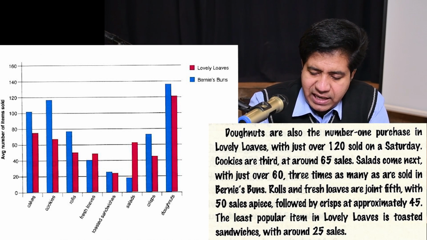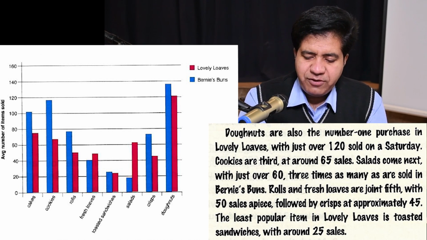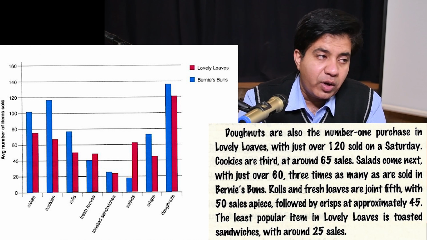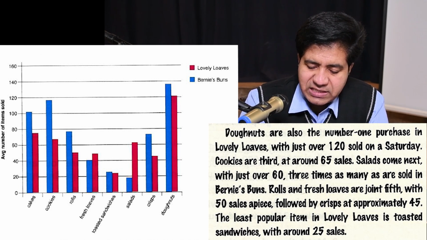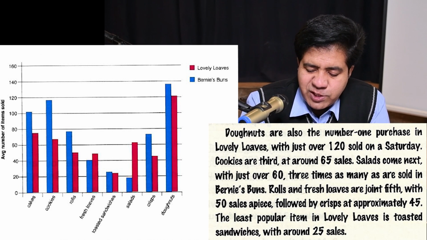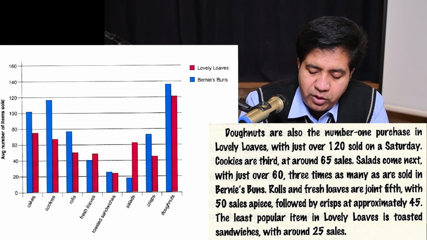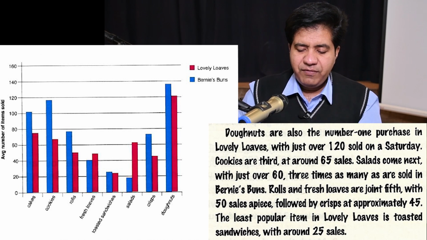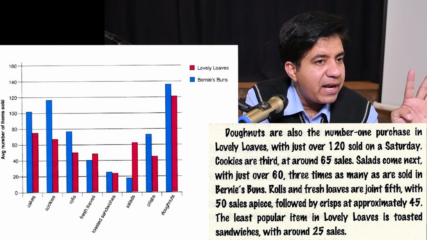Okay, then they say, as many as in Bernie's Buns, rolls and fresh loaves are joint fifth. Joint fifth means they are at number 5, with 50 sales apiece, followed by crisps at approximately 45. The least popular item in the end, the least popular item in Lovely Loaves, is toasted sandwiches with around 25 sales. Is that clear?